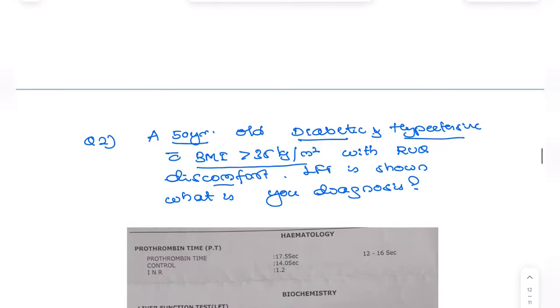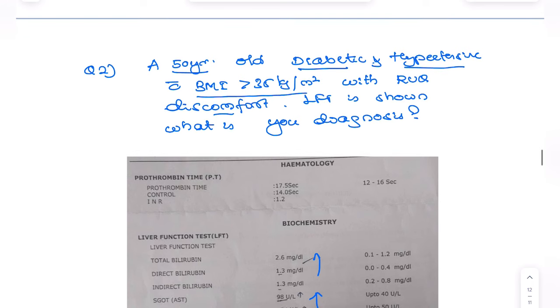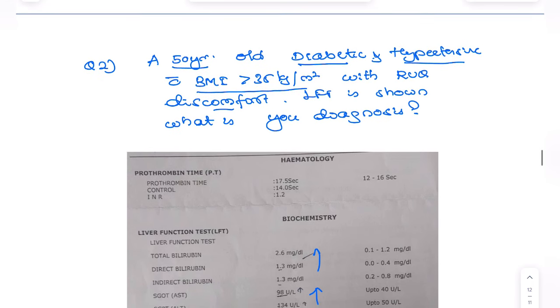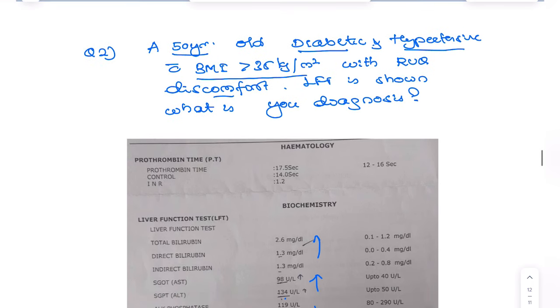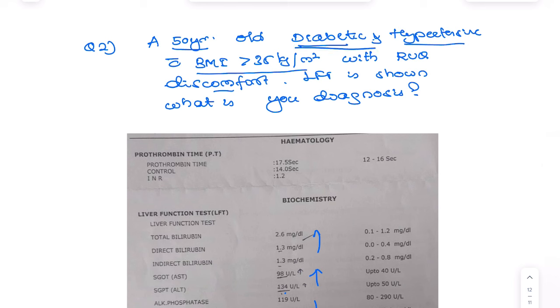Hope you understood. Next we'll go to another clinical scenario. A 50-year-old diabetic, hypertensive, obese patient. Obese and diabetic patients with a liver condition means we have to think in terms of NAFLD, now called metabolic associated liver disease, with right upper quadrant discomfort. The LFT is shown. What is your diagnosis?